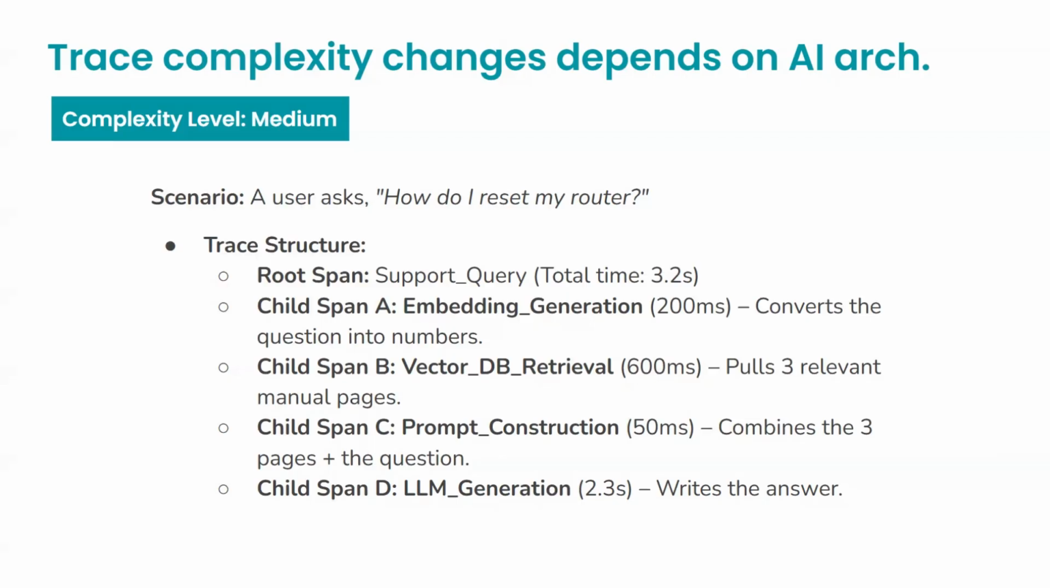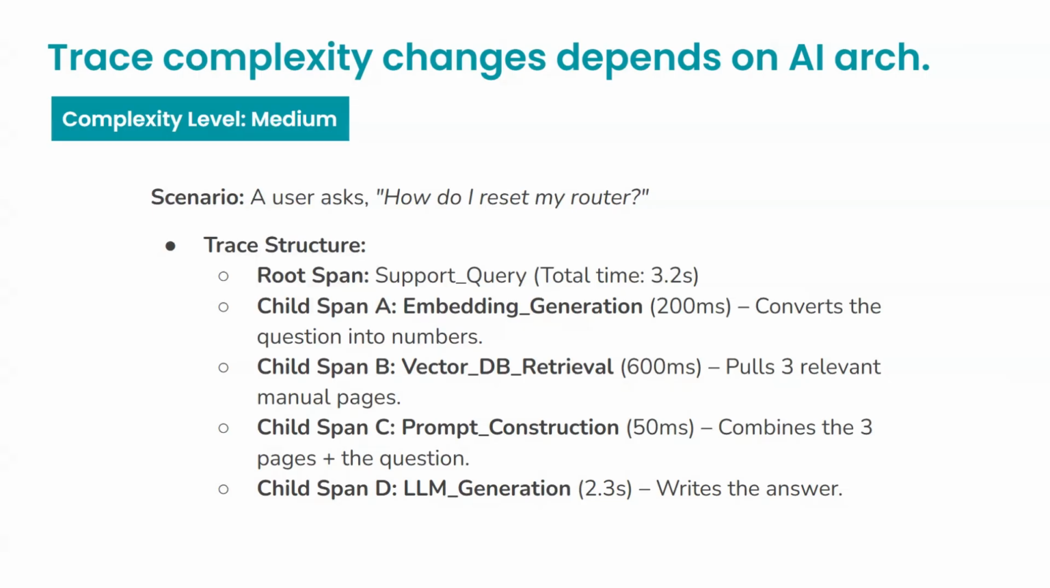Now let's come to child span B, which is vector database retrieval. It takes approximately 600 milliseconds. Using the embedding, the system queries a vector database and retrieves three relevant manual pages. This is the core of a retrieval augmented generation, or RAG, pipeline.